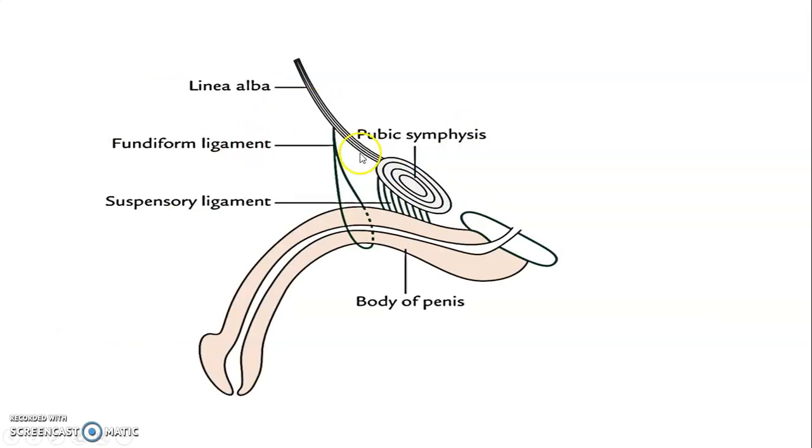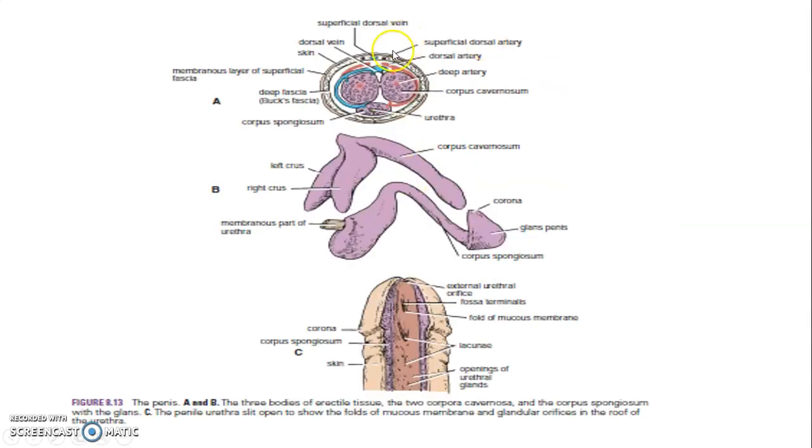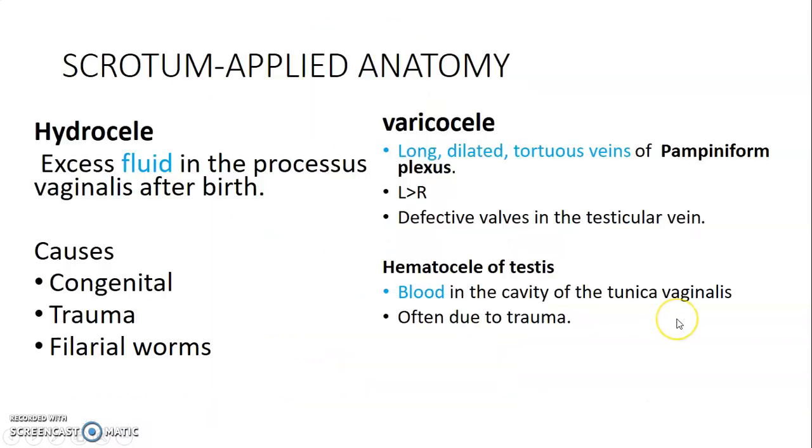So this is the suspensory ligament and this is the fundiform ligament. This is the linea alba, fundiform ligament, and the suspensory ligament from the pubic symphysis. The penis is supplied by dorsal and deep arteries from internal pudendal vessels, and autonomic nerves and the dorsal nerve of the penis from the pudendal nerve. Corpora cavernosa there, corpus spongiosum with the urethra, right? Then the two crura and a bulb with the urethral opening, and you can appreciate mucosal openings within the urethra.